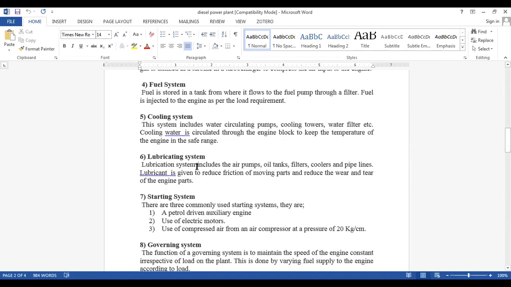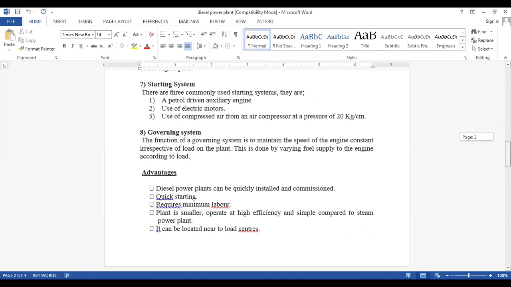Another is the lubricating system, to provide lubrication to the internal parts of the engine. Then there is the starting system. Commonly used starting systems are petrol driven by an auxiliary engine, electric motors, or compressed air from an air compressor at a pressure of 20 kg per centimeter squared. So these are the different measures used as a starting system.